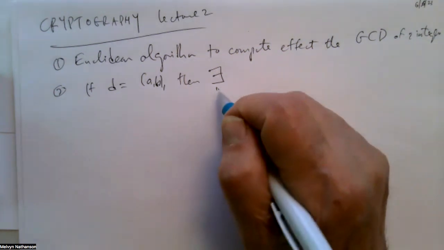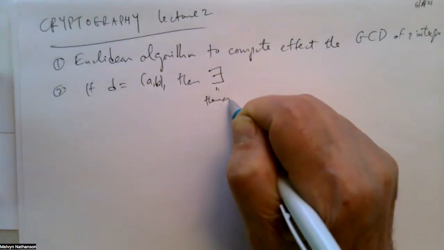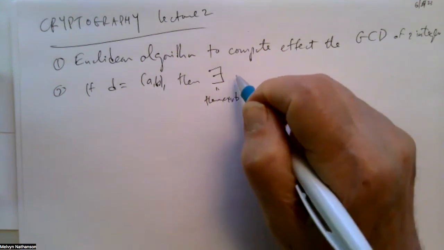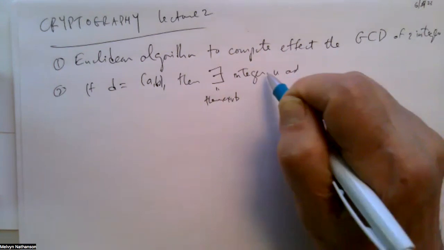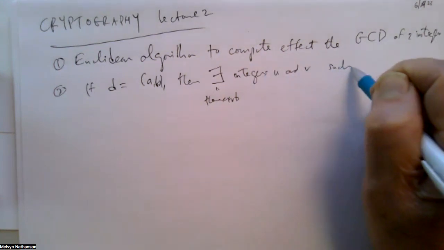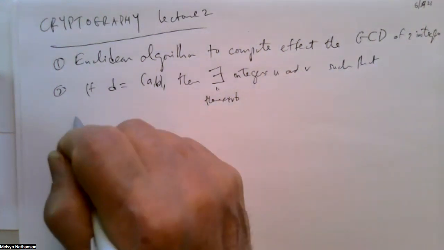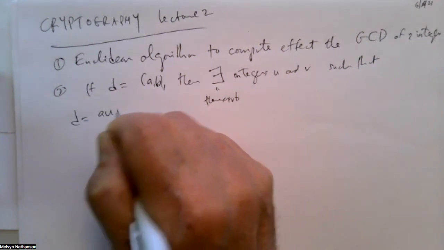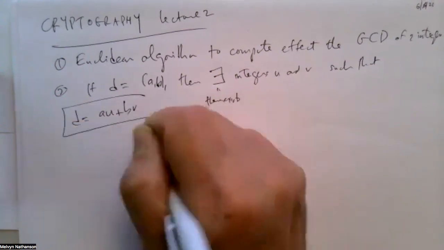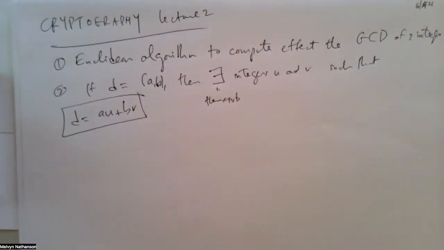So then there exists, that's what this symbol means, there exists integers u and v such that you can write D as this linear combination AU plus BV. The numbers U and V are not unique, but they always exist.